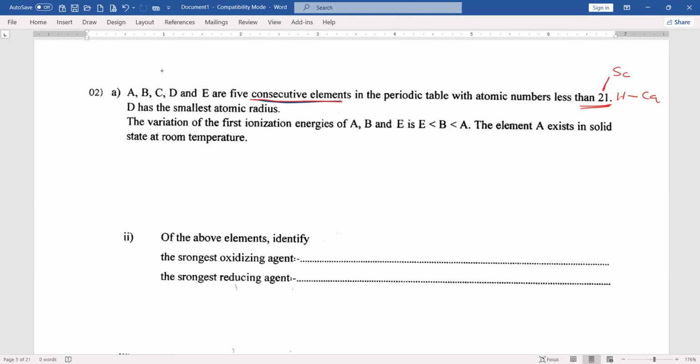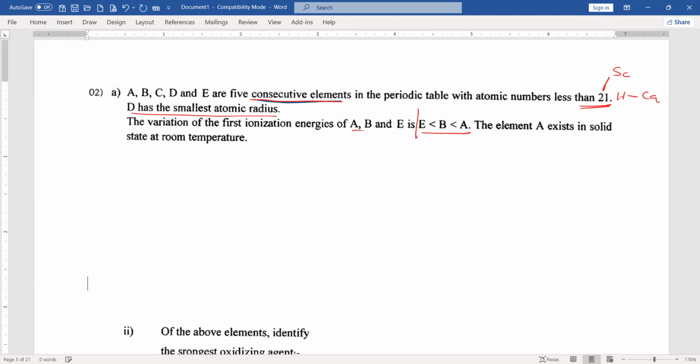D has the smallest atomic radius. The variation of the first ionization energies of A, B, and E is given like this. The element A exists in solid state at room temperature. Now you can try like this. The first ionization energy is given, and also it says that D is the smallest. Among the elements in a given period, the smallest is group number 18, the noble gas.